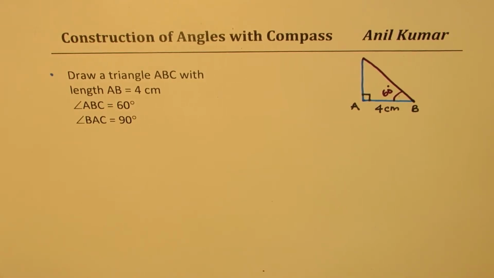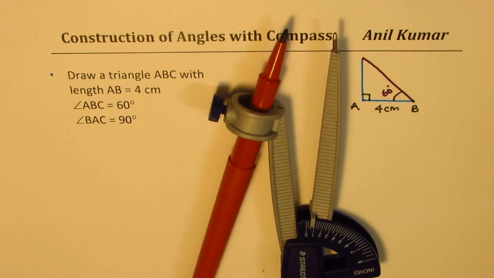So I hope it is clear. It is definitely not to scale. I'd like you to draw it, but without using a protractor. You have to use a compass to draw the angles, right? So use the strategies which we have already seen and take this as an exercise to practice.